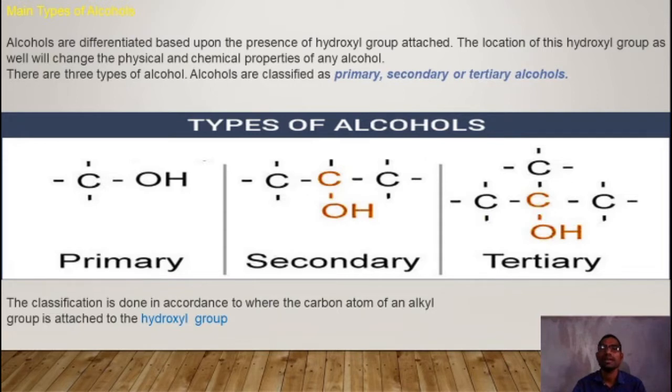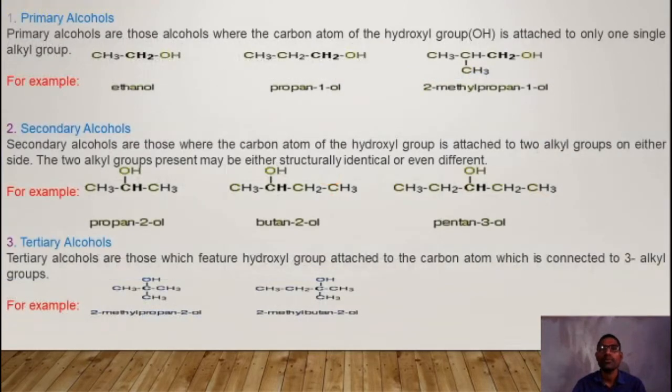The classification is done in accordance with where the carbon atom of an alkyl group is attached to the hydroxyl group. Now we see one by one. Primary alcohols are those where the carbon atom bearing the hydroxyl group OH is attached to only one alkyl group. For example, CH3CH2OH: the OH group is attached to a carbon atom, and this carbon is attached to only one other carbon atom. So this is a primary alcohol. For example, ethanol, propanol and 2-methyl propanol.